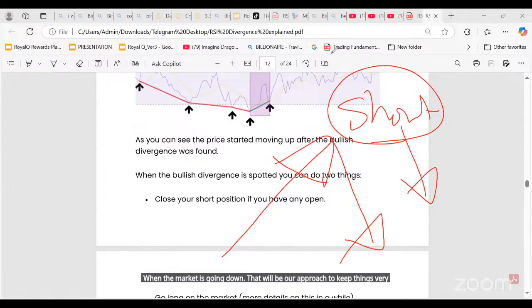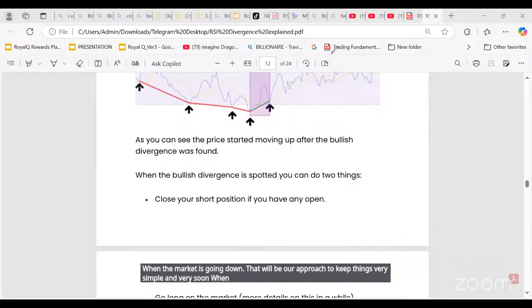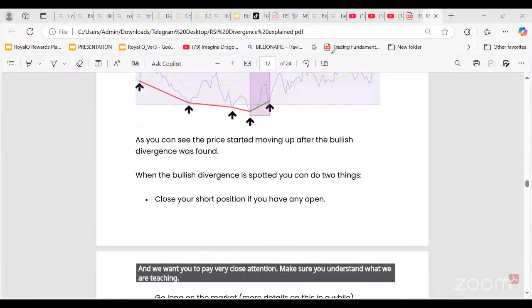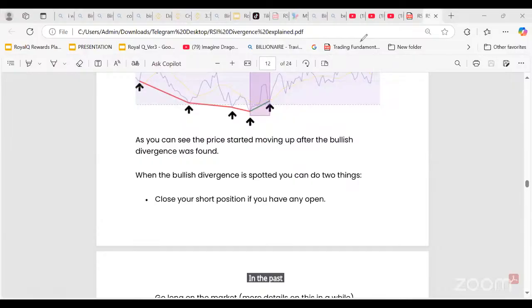And very soon, when this week ends, starting Monday next week, you will be seeing two types of signals coming in your chart. And we want you to pay very close attention. Make sure you understand what we are teaching. In the past, and through different groups, I have had complaints, and I thought right today, before I go very far, as I drop you signals, to talk about this. There are people who complain, and they complain the following.